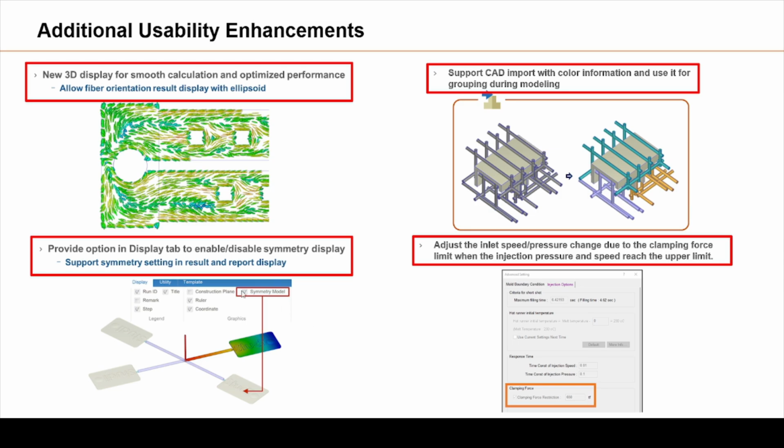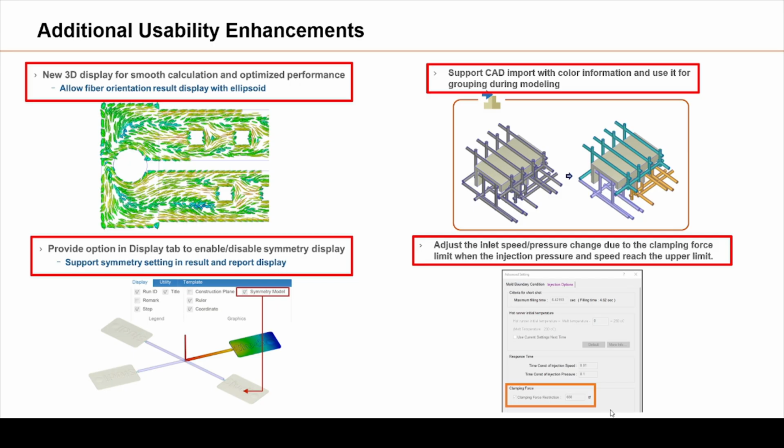We have a new checkbox over in the display tab for symmetry model. So if you include symmetry into your simulation, after you apply symmetry, those models kind of disappear and you don't see them at all. So now over in the display tab, we have a checkbox for the symmetry model, so you can show that symmetry setting during the simulation setup or after the simulation is completed.